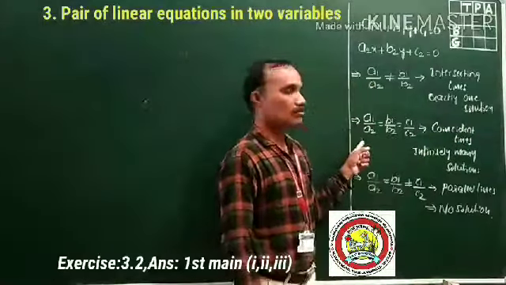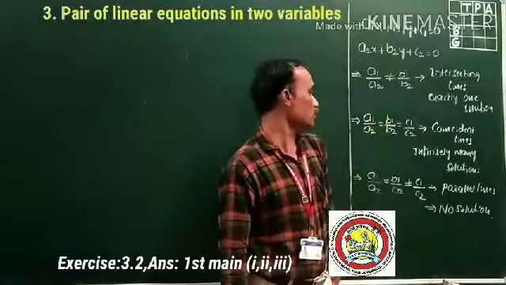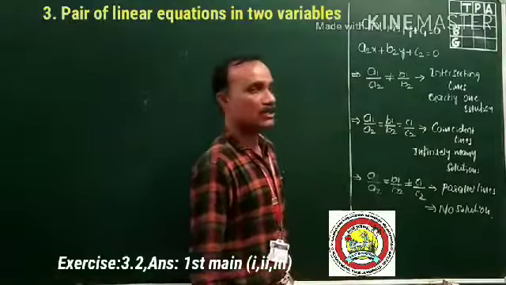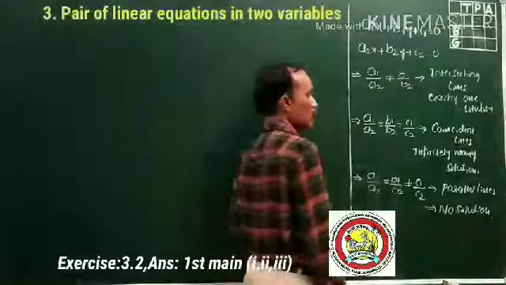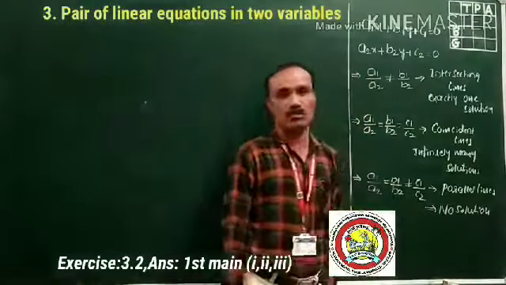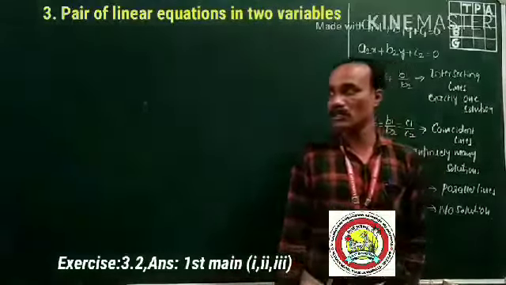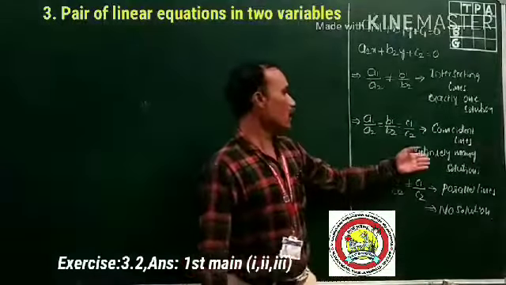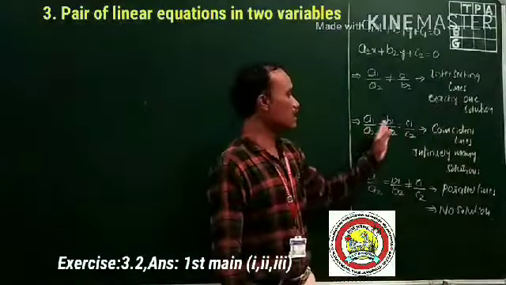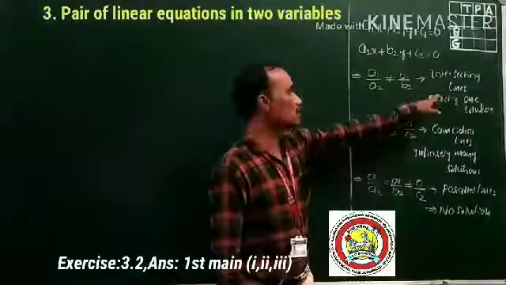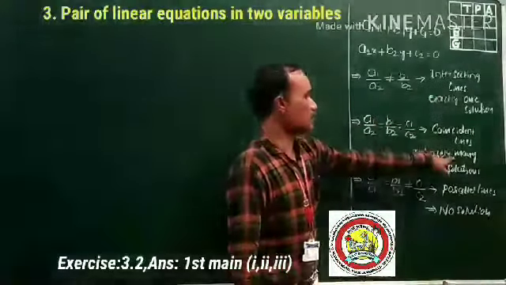Next, case number 2: a1 by a2 is equal to b1 by b2 is equal to c1 by c2. In this case, the lines are coincident lines. Coincident lines means one over the other. In this case, infinitely many solutions. It has infinitely many solutions. So this is consistent. This is also consistent.